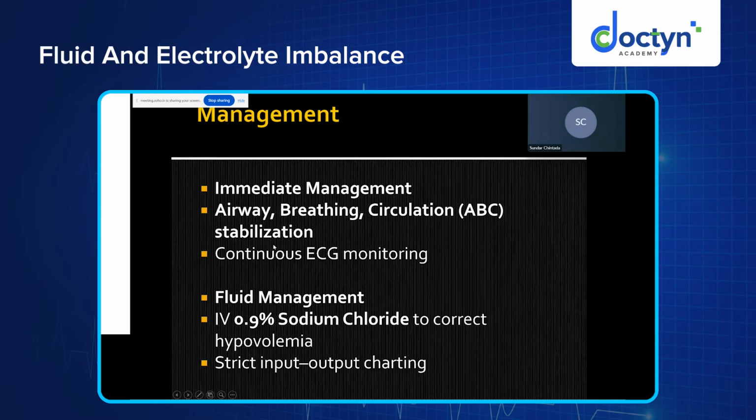So what we did in the immediate management of the patient, because we have to stabilize the airway, look for the breathing, and look for the circulation. So the golden rule of A, B, C, D, E that we have discussed when we discussed the respiratory system. So airway, breathing, circulation, disability, and exposure are important. Continuous ECG monitoring is important because of the patient having hypokalemia. Fluid management with IV 0.9% sodium chloride was done to correct hypovolemia. Strict input-output charting was advised.